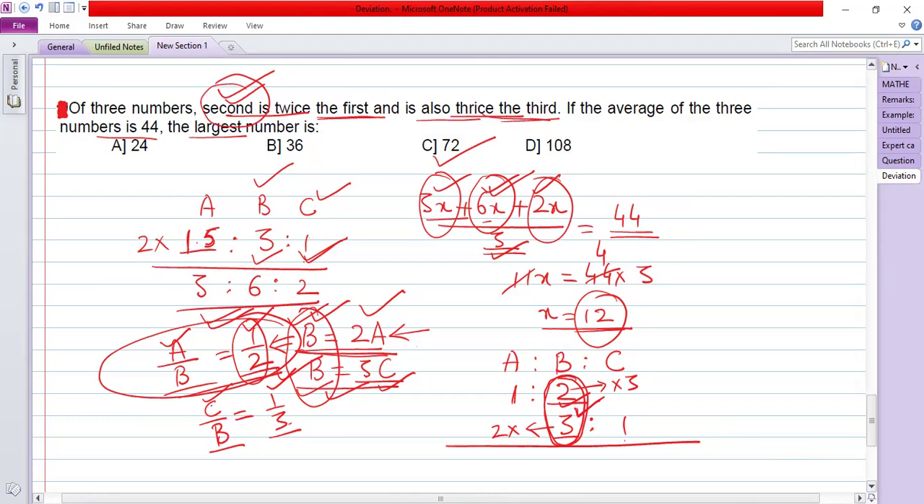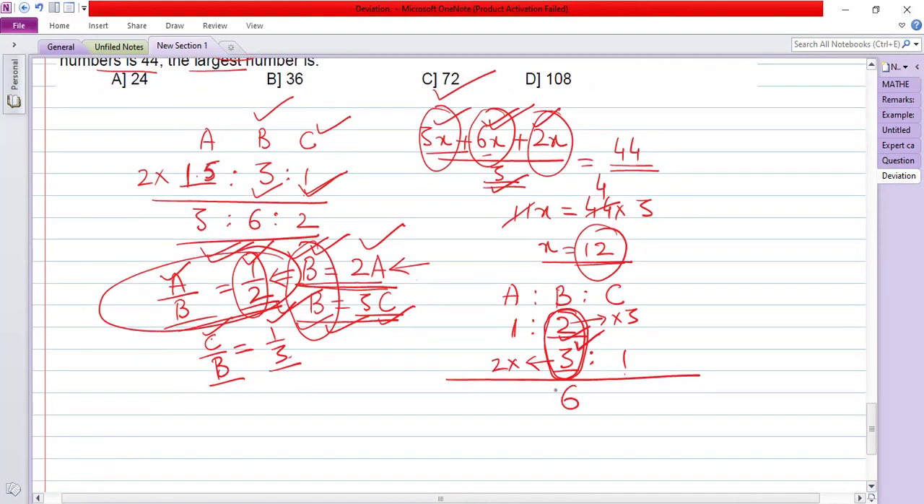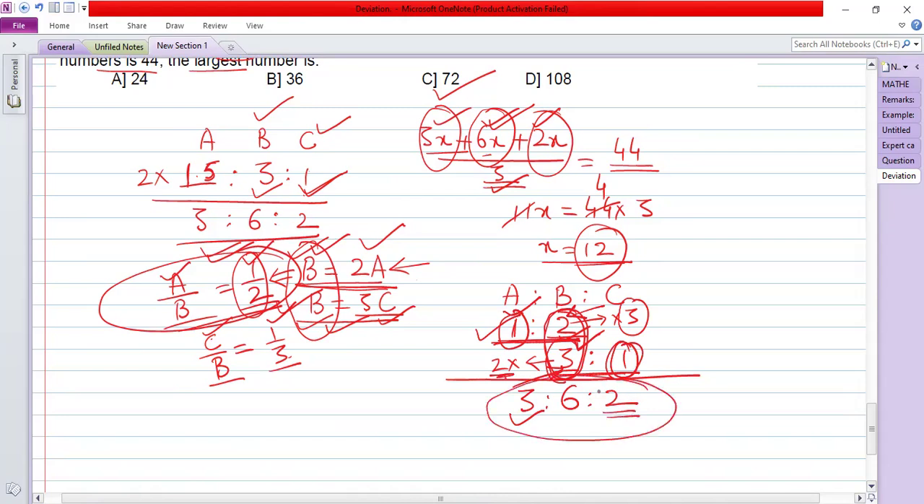Okay. So now I write 6 here. Since I have multiplied the upper ratio by 3, even this one will be multiplied by 3, so here it will be 3. And since this 3 was multiplied by 2, this one will also be multiplied by 2. So the ratio is 3 : 6 : 2. You can see this is the same mutual or common ratio between A, B, and C.